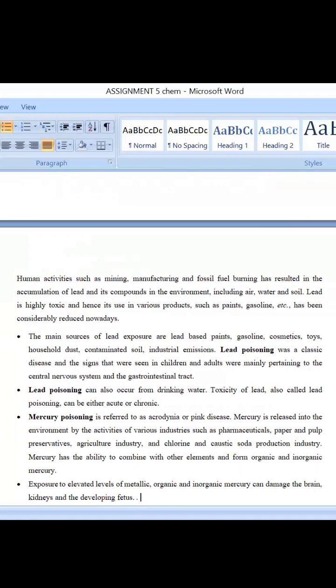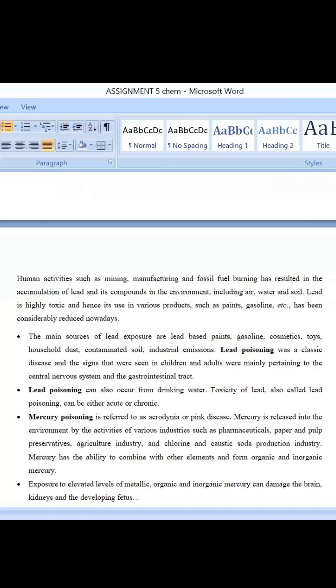Lead poisoning was a classic disease, and the signs that were seen in children and adults were mainly pertaining to the central nervous system and the gastrointestinal tract. Lead poisoning can also occur from drinking water. Toxicity of lead, also called lead poisoning, can be either acute or chronic. Mercury poisoning. Mercury poisoning is referred to as acrodynia or pink disease.